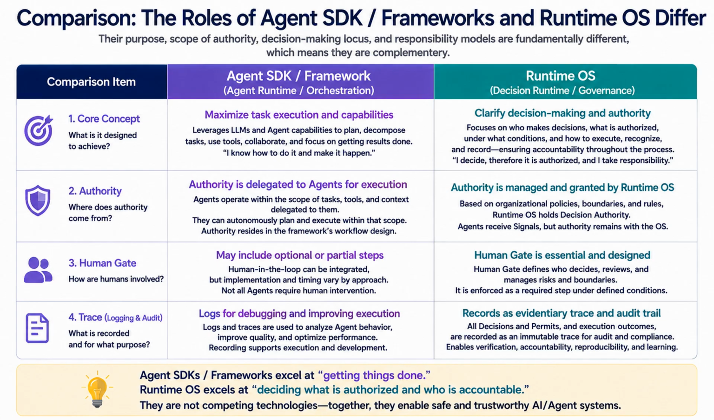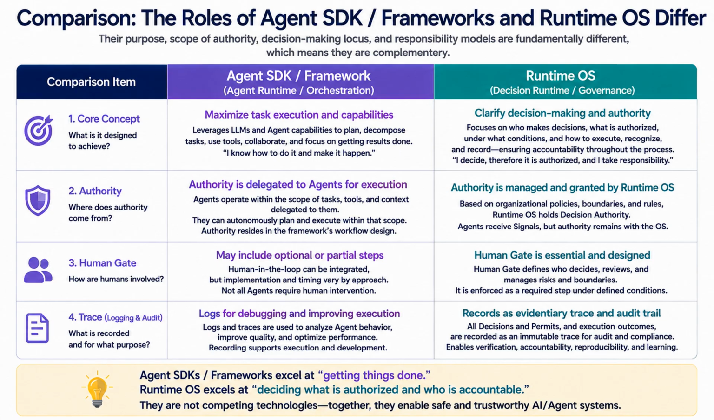And the fourth perspective is trace. In agent frameworks, traces are primarily used for observing agent behavior, debugging, and improving performance. Runtime OS goes further by recording the relationship between decision, permit, and execution, creating an evidence foundation for accountability, auditing, and traceability.